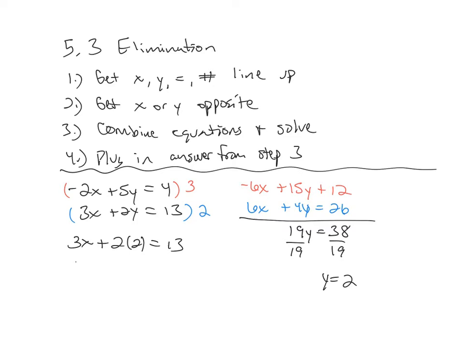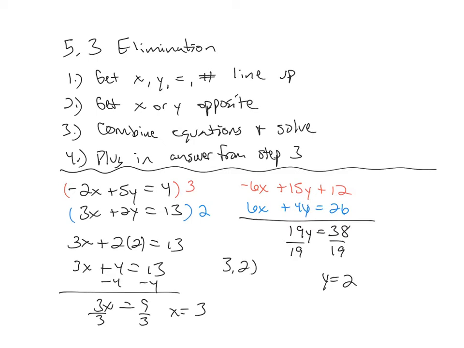Okay, and then we're going to solve that. 2 times 2 is 4. 3x equals 9. Divide by 3. And x is 3. Remember, the answer is a point. So plug in 3 for the x part, 2 for the y part.